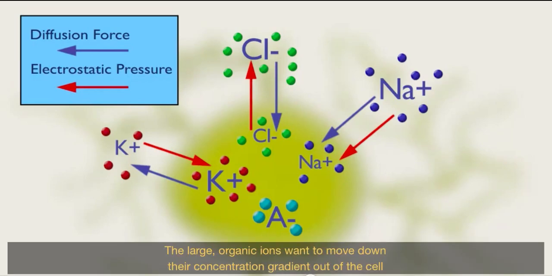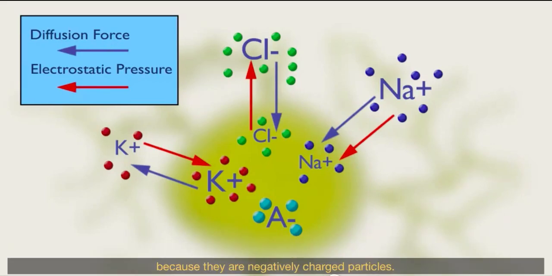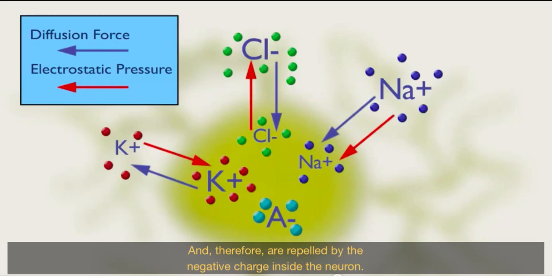The large organic ions want to move down their concentration gradient out of the cell, because there are more organic anions inside the neuron than outside, much like there is more sugar concentrated at the bottom of your glass of iced tea. Electrostatic pressure wants to also move the organic ions out of the neuron because they are negatively charged particles and therefore are repelled by the negative charge inside the neuron. However, the cell membrane is impermeable to these large organic ions, so they are stuck inside the neuron. As a result of their inability to cross the cell membrane, the large organic ions help maintain the negative internal charge of the neuron at rest.